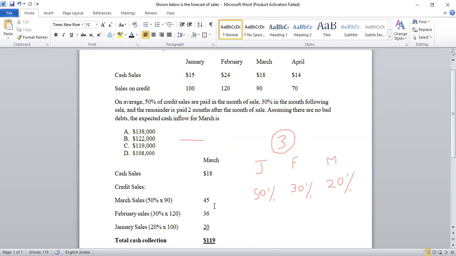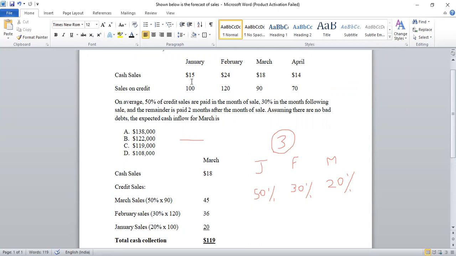So 50% of 90 comes here. Then we look into February. The balance of it would be received in April and May, we are not focusing on that. We only want the amount collected during March. If we talk about February sales, 50% will be received in February. Then 30% will go to March, so we want that part of it. So 30% of 120 comes here. And 20% will go to April, that we are not bothered about.